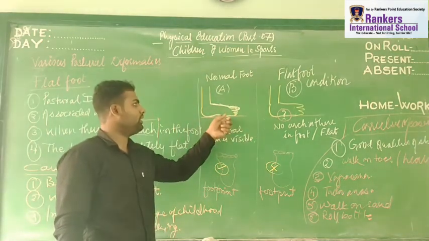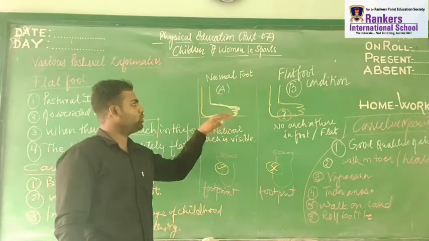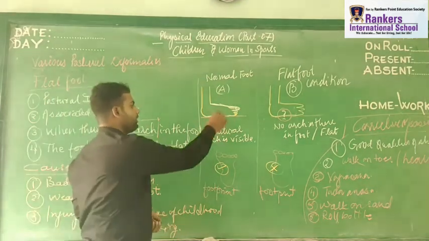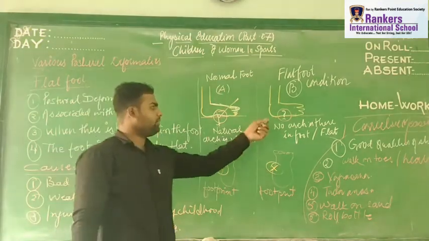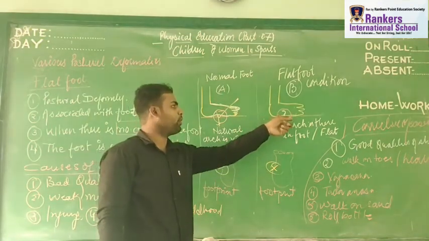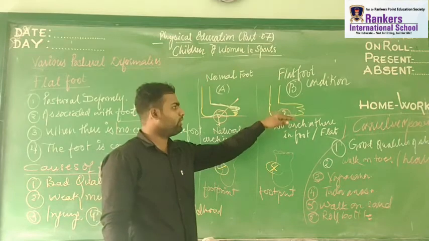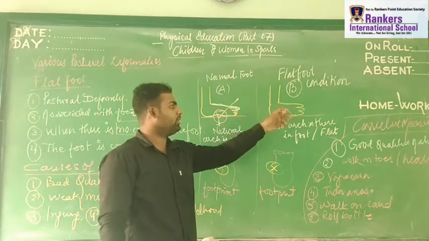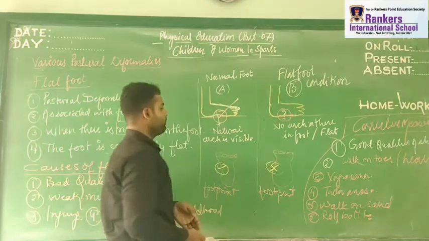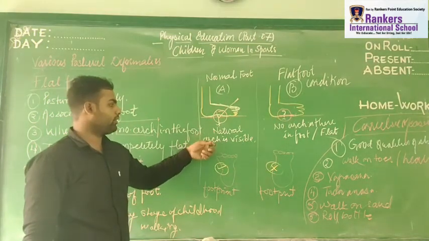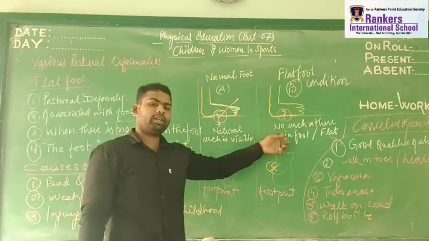First is the natural arc or a natural figure which shows the proper arc. What does it show? It shows the proper arc. In the second one, you can see that there is no proper arc in the foot. The foot is completely flat or the muscles are completely collapsed or touch the ground. So here is the natural arc visible. Here you cannot see the natural arc.